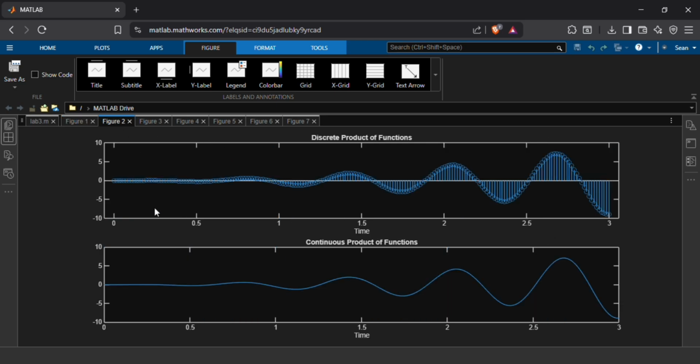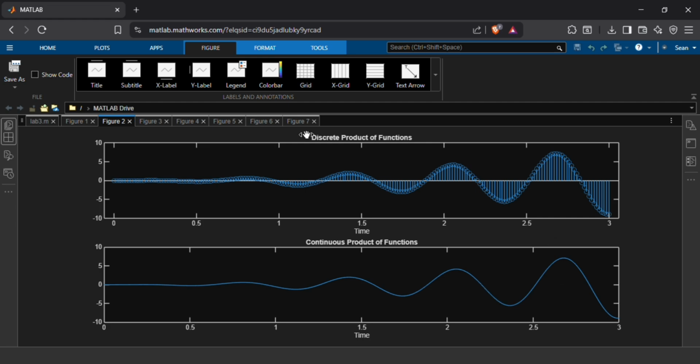In Figure 2, product of functions, the top one is the discrete product, multiplying a parabola, t raised to 2, with a sine wave, shown with dotted lines. In the bottom, the continuous product, the same multiplication but drawn as a smooth curve.